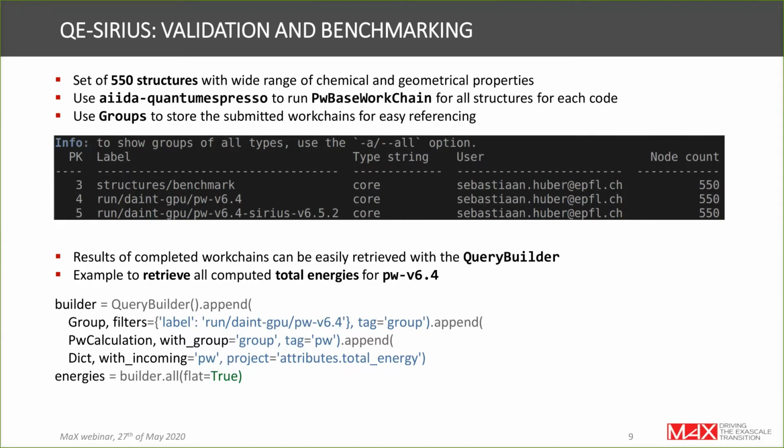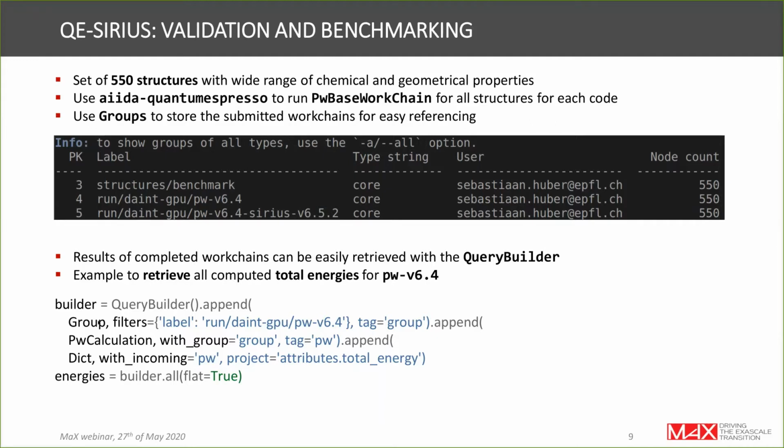And as we have seen, all of this is stored automatically in a database. I've also mentioned in the introduction that it's important for the data to be queryable. And here I show the tool called QueryBuilder in AiiDA that allows you to query your database. I won't go into the details, but to give you a taste of what this looks like, you can construct a QueryBuilder instance, and we're going to use it to retrieve all the computed total energies for PW 6.4.